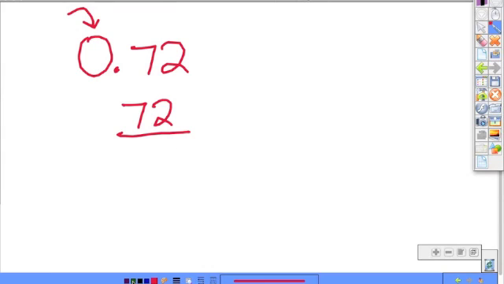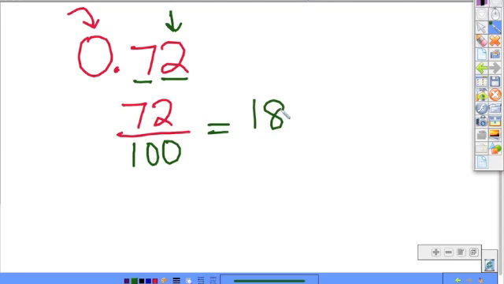Well, that's when we count our spaces. We go tens, hundreds. Okay, so it's over 100 because it landed in the 100 spot. You go all the way to the last digit. Now you want to reduce. Okay, I'm going to reduce this by 2, and my final answer in simplest form is going to be 18 over 25. I can't take this any further, so that's as simple as it gets.